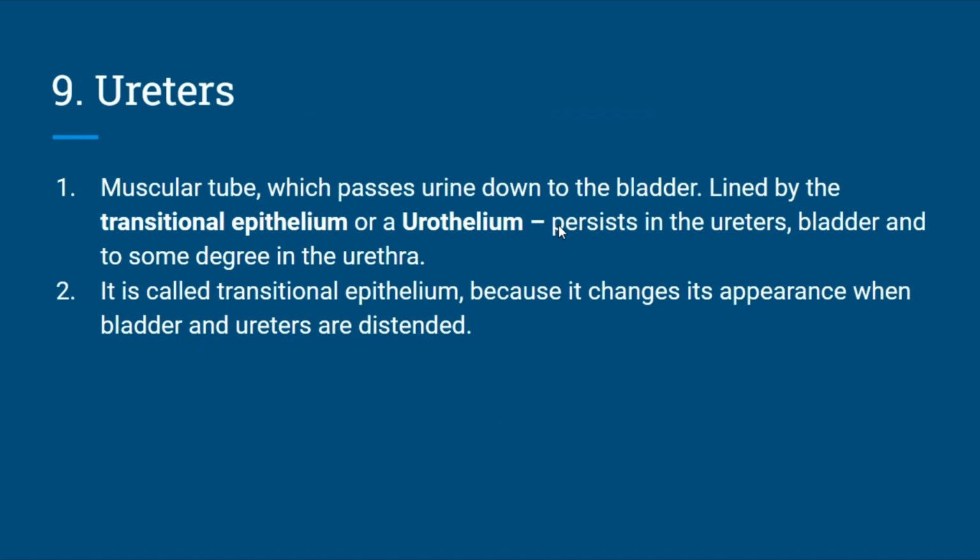The next part is the ureters. Ureters are muscular tubes which pass urine down to the bladder, and they are lined with transitional epithelium, or the urothelium. It persists in the ureters, bladder, and to some degree in the urethra. It is called transitional epithelium because it changes its appearance when the bladder and ureters are distended.